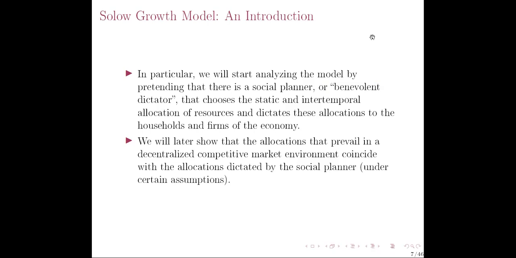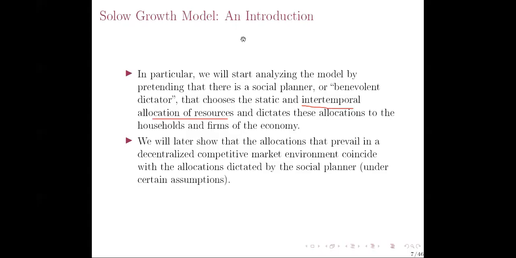So in particular, we will be starting analyzing the model by pretending that there is a social planner or benevolent dictator that chooses the static and intertemporal allocation of resources and dictates these allocations to the households and firms of the economy. What this dictator is doing is choosing the intertemporal allocation of resources. Does anybody know the intertemporal allocation of resources? What do we mean by the intertemporal?